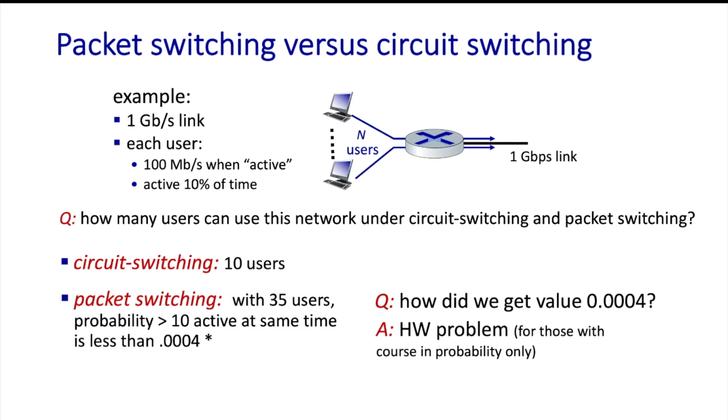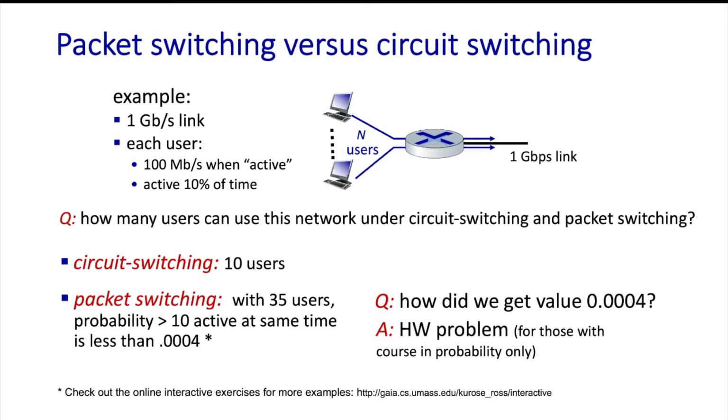Maybe we're willing to put up with some very occasional delay and loss in order to allow all 35 rather than just 10 users into the system. This performance gain under packet switching is known as the statistical multiplexing gain of packet switching, and it was a key argument for using packet switching when packet switching was invented 60 years ago.